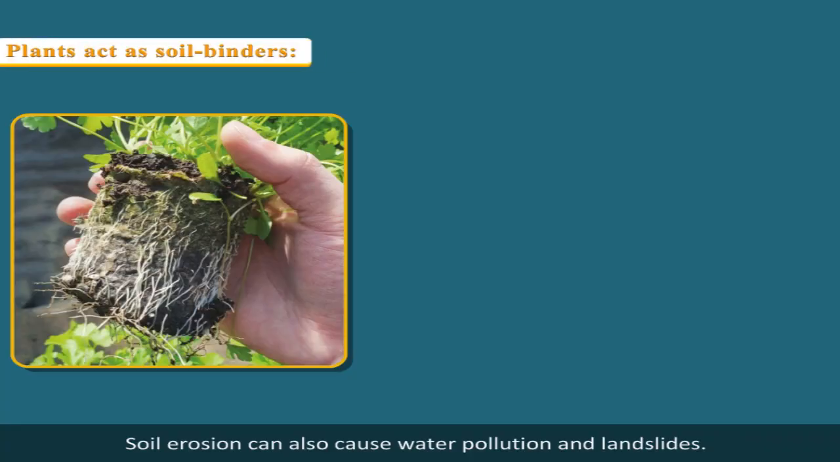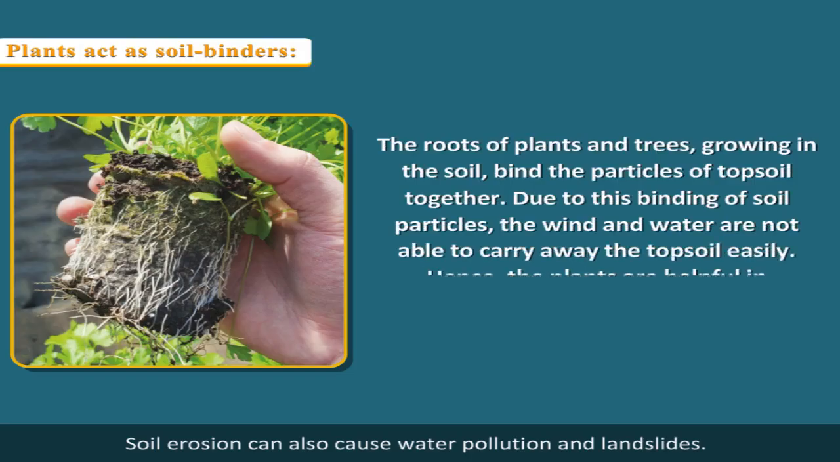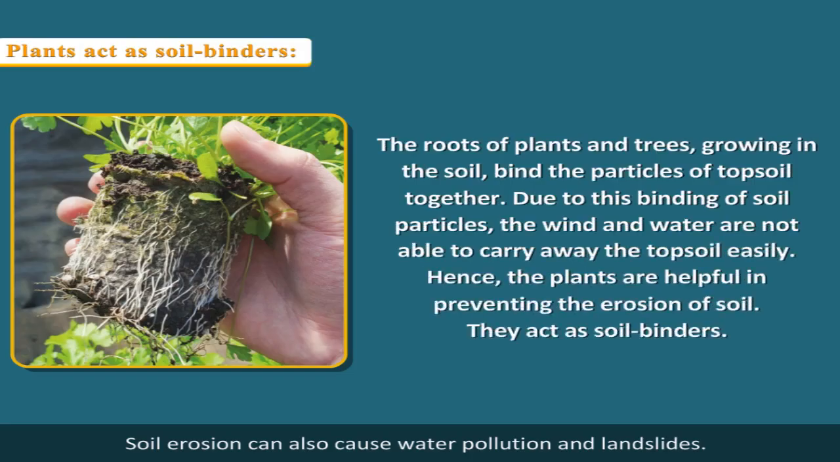Plants act as soil binders. The roots of plants and trees growing in the soil bind the particles of topsoil together. Due to this binding of soil particles, the winds and water are not able to carry away the topsoil easily. Hence, the plants are very helpful in preventing the erosion of soil. They act as soil binders.